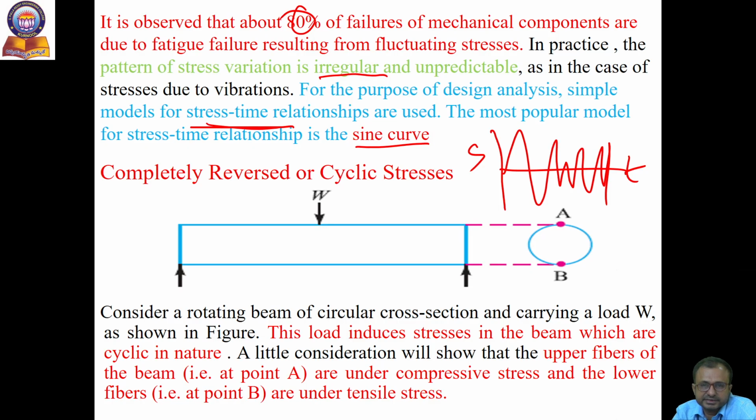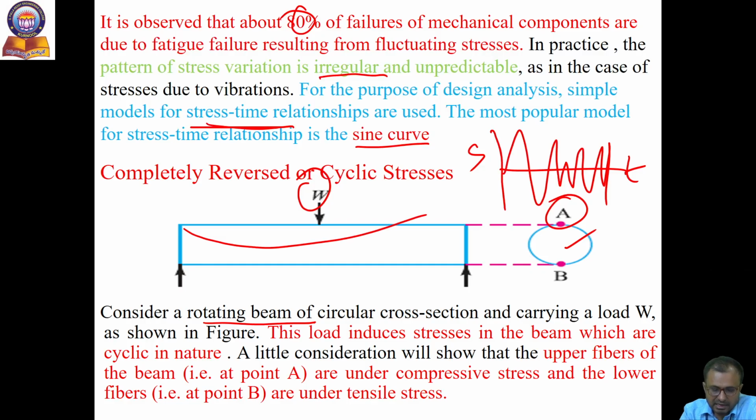Now, to analyze completely reversed or cyclic stresses, we take a rotating beam of circular cross section and a varying load W as shown in the figure. This load induces stress in the beam which is cyclic in nature. A little consideration will show that the upper fiber of the beam at point A is under compressive stress and the lower fibers are under tensile stress.